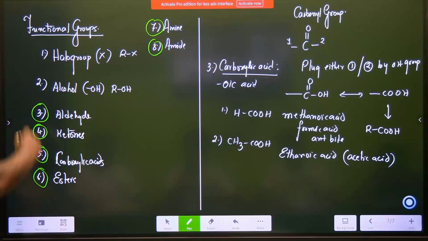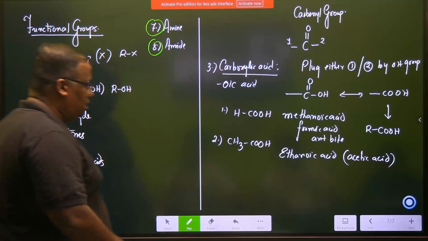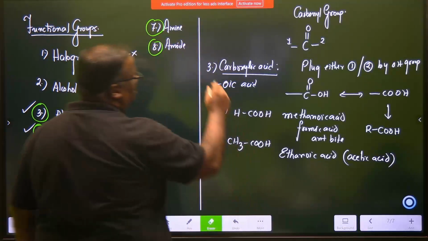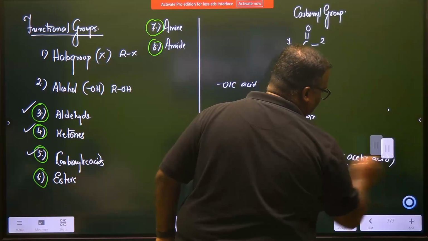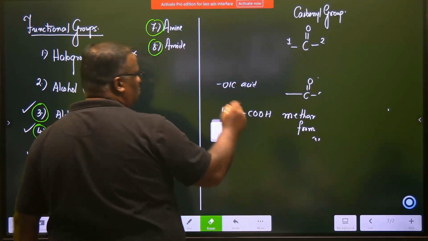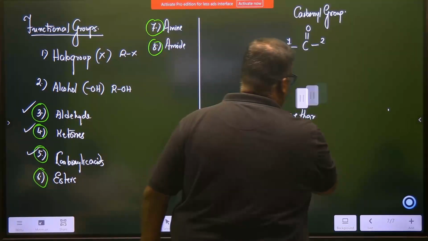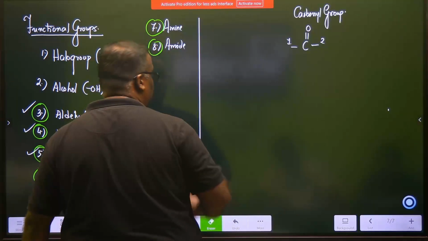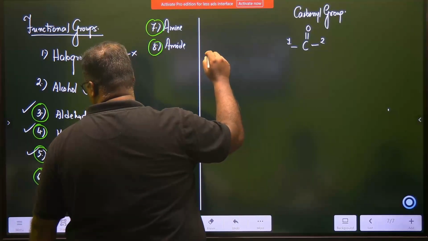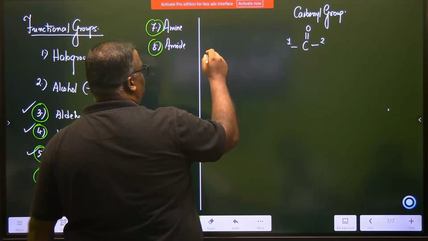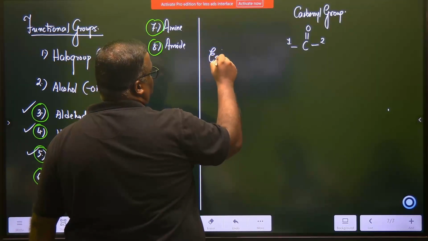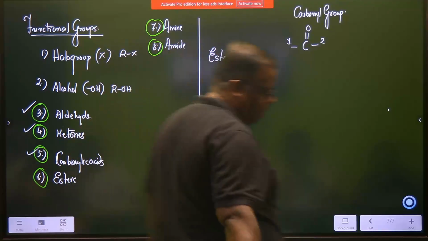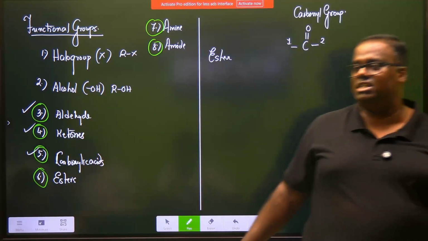Clear? So we are done with aldehydes, we are done with ketones, we are done with carboxylic acid. Let's see something called esters. We have to study them in our grade 10, some reactions. Ester. It's not Easter, huh? Easter is the day when Christ rose back. This is Esther. So let's first understand what esters are.